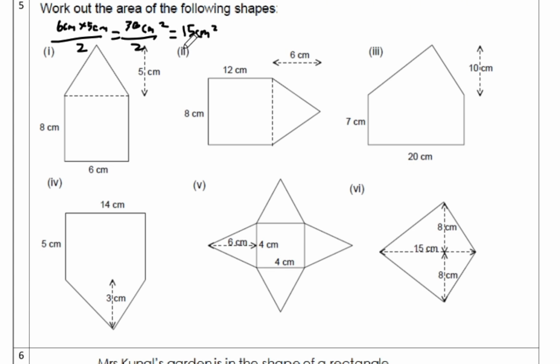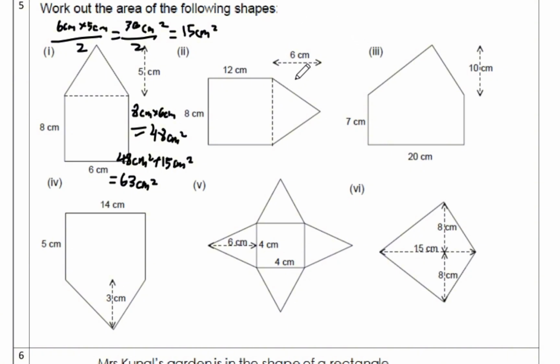And to get the area of the rectangle, we will take 8 cm multiplied by 6 cm, which is 48 cm square. And now we will add these two together. 48 cm square plus 15 cm square, we will get 63 cm square.